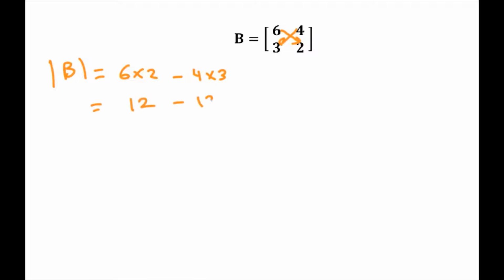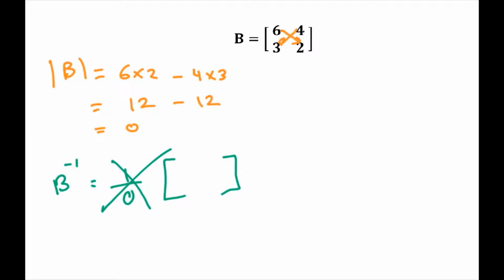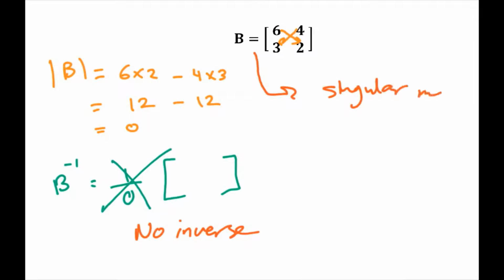12 minus 12 is equal to 0. So if you try to find the inverse, you will say 1 over 0 multiplied by the new matrix. Now you cannot divide by 0. So what does that mean? There's no inverse. So B is considered a singular matrix. A singular matrix is a matrix whose determinant equals 0.